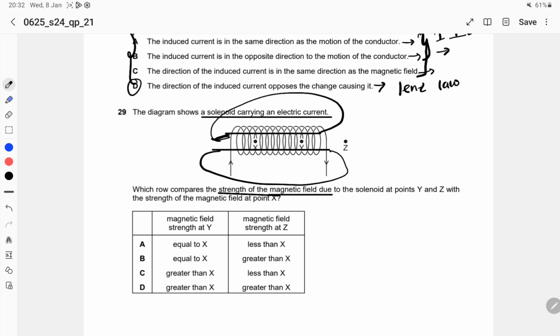Now look where the field lines are close, because in between the coil my field lines are parallel. X and Y have the same strength, same force will be exerted at these points. So X and Y have to be the same, and Z, the spacing is large, which means the force has to be smaller. So A.